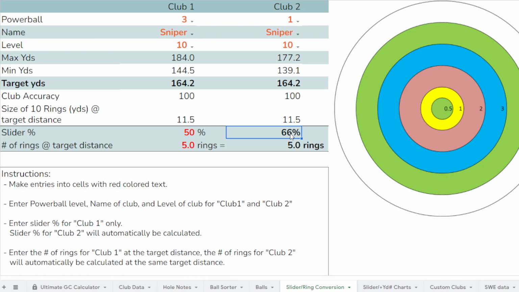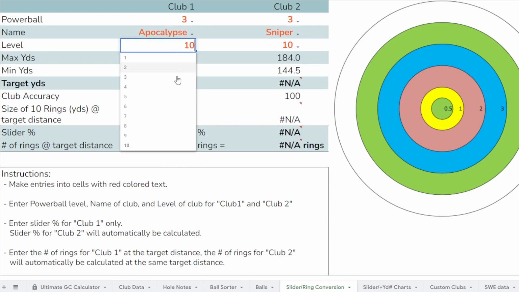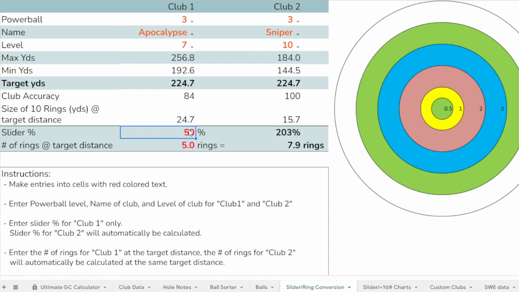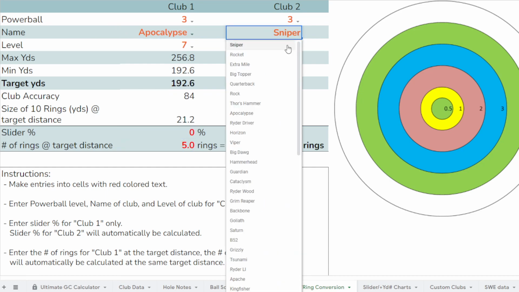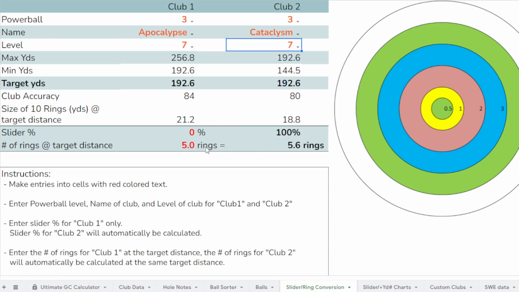Another useful one is when you need to do transitions. Say you have a driver, using power 3, and you have an APOC 7 at 0%. You can put 0% for APOC 7 and compare it to a cat, say your cat is at 7. You can see that at min, it's a smooth transition to a cat. That's what this calculator is telling us: 0% is equal to 100% cat 7. But also at that transition point, 5 APOC 7 rings would be equivalent to 5.6 cat 7 rings.